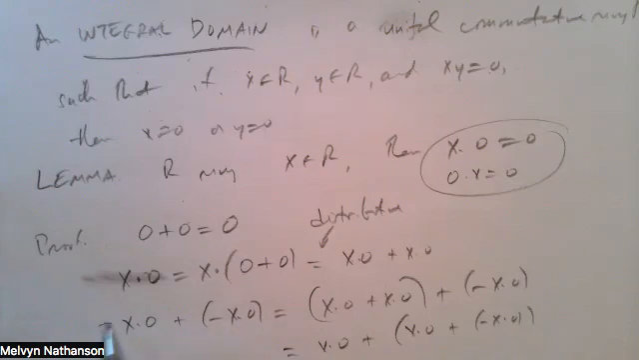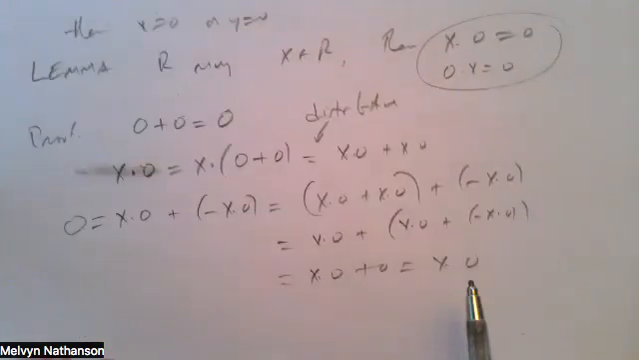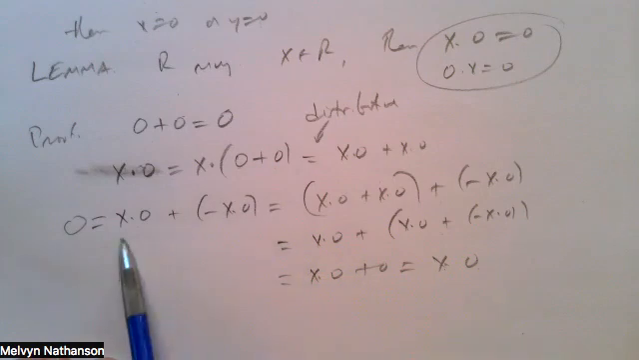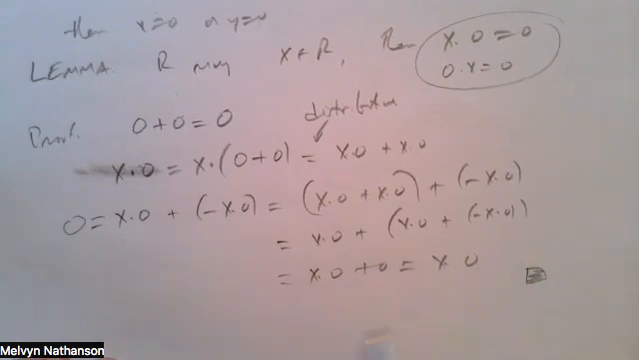An element plus its negative is 0. So this is x times 0 plus 0, which is x times 0. So this says x times 0 is 0. And the same argument works if we look at 0 times x. So this is a proof that if you multiply by 0 in a ring, you always get 0. It's not obvious until you prove it. Once you prove it, you're allowed to say it's obvious. But if you can't prove it, you can't say it's obvious.